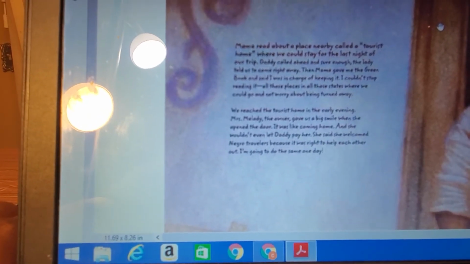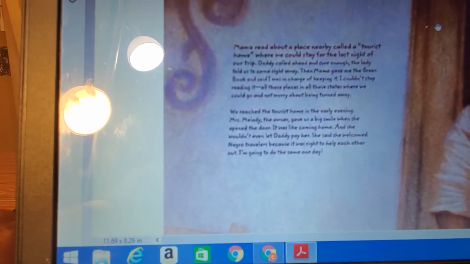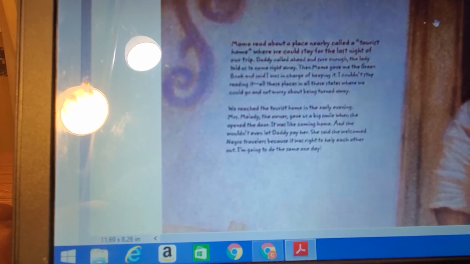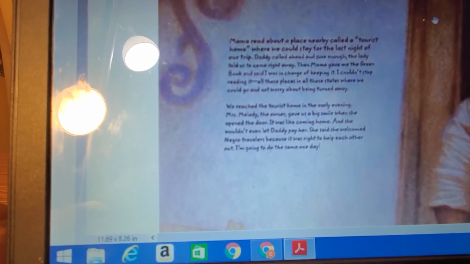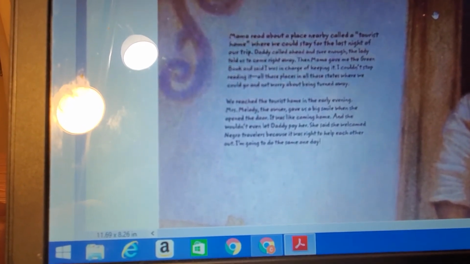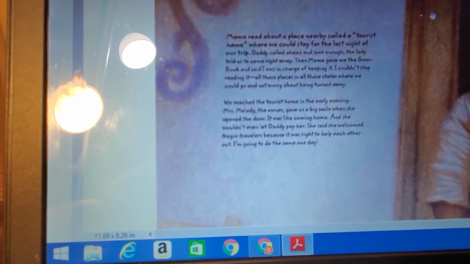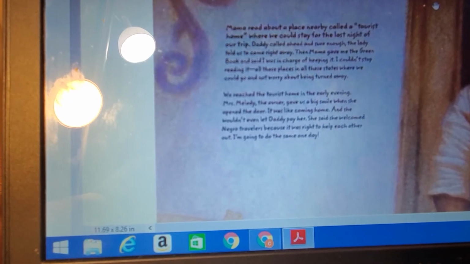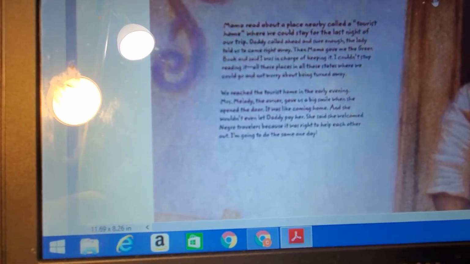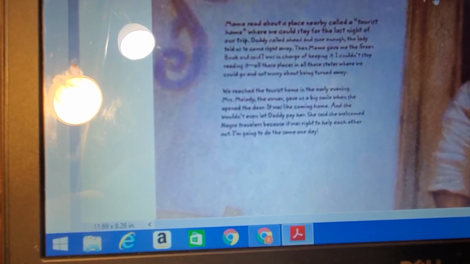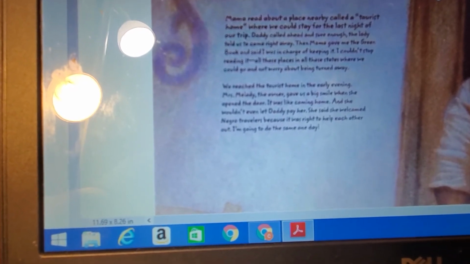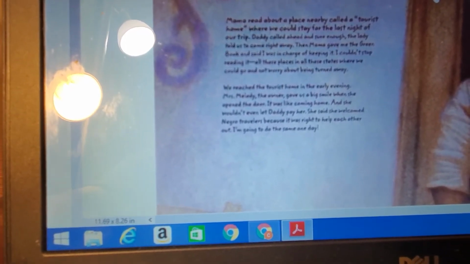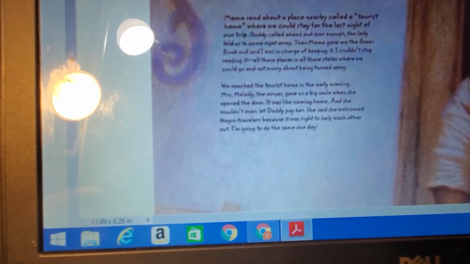We reached the tourist home in the early evening. Mrs. Melody, the owner, gave us a big smile when she opened the door. It was like coming home. That's an interesting statement. It was like coming home. Think about all the problems they endured in the beginning when they were traveling. And now they came to a place where it was like coming home. And how do you think they knew about this place? From the Green Book. That's right.